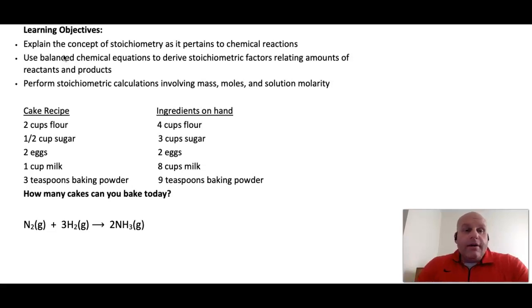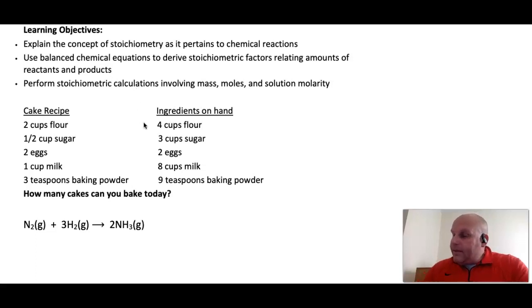As you can see here, the recipe calls for flour, sugar, eggs, milk, and baking powder to make one cake, and here are the ingredients listed that you have. So the question becomes, how many cakes can you bake today without having to go to the store? If you said one, then you're correct.